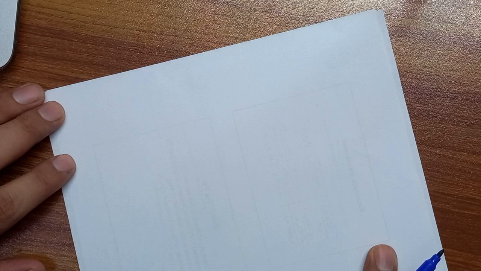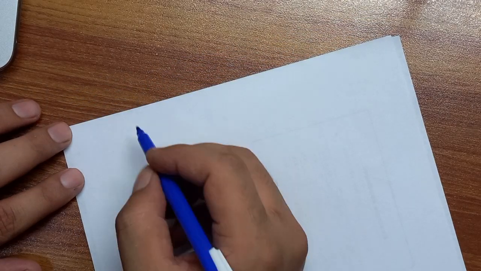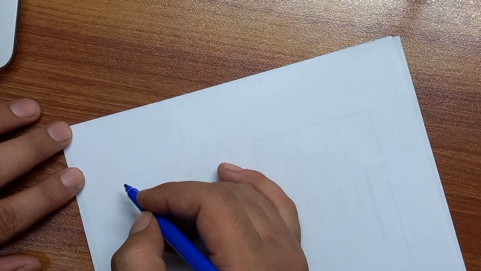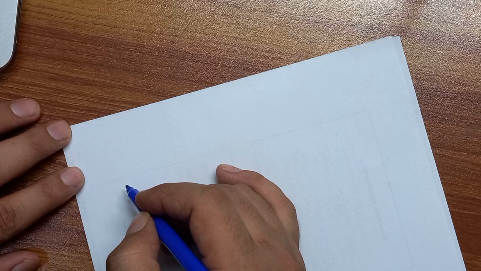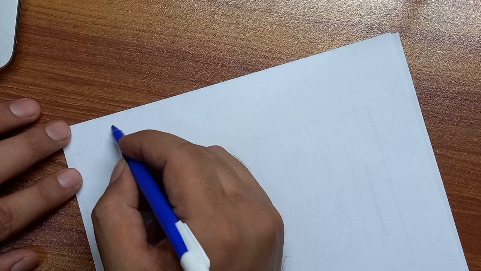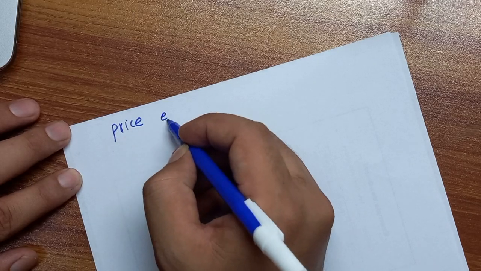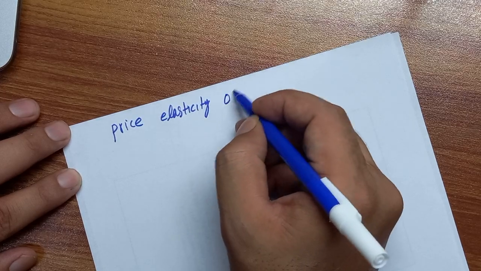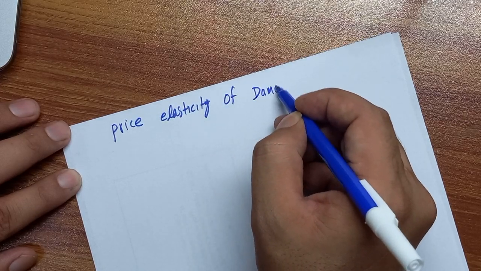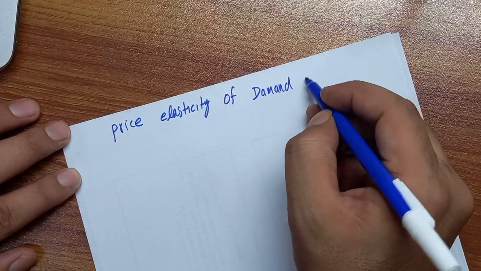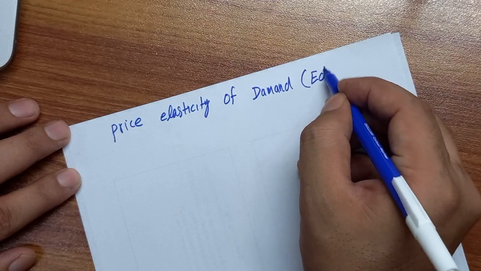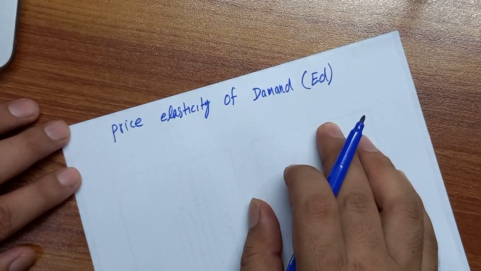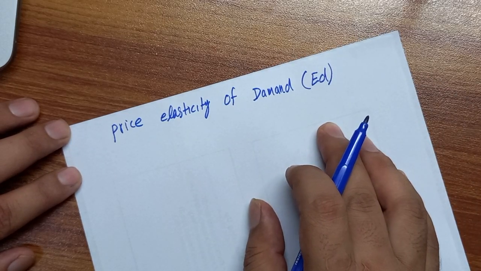Today we will talk about the price elasticity of demand through change in unit. In the previous topic we talked about the change in percentage, and today we will talk about change in units. So we have price elasticity of demand, which is represented by ED. So today we will talk about the change in units.